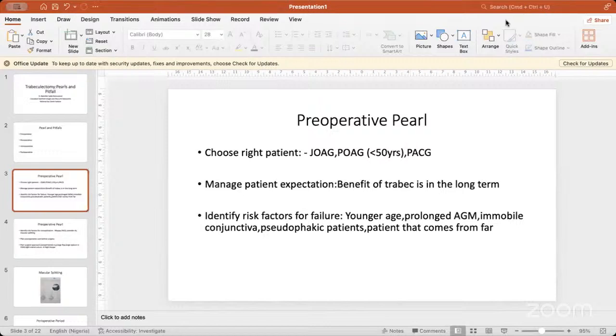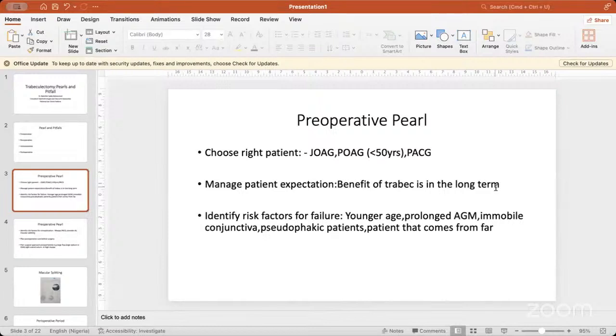Another important thing that we need to do, which has already been said, is to manage patient expectations. Generally, I tell my patient the benefit of surgery is in the long term. It's not that you do surgery tomorrow; it's long term. We want to control your pressure over time so that your vision will not disappear. And it's also good to identify risk factors for failure before you start the surgery.